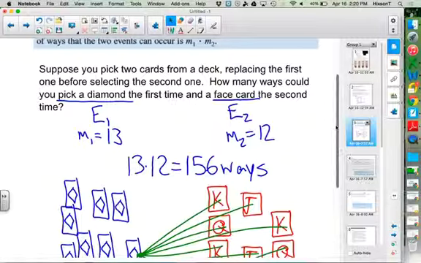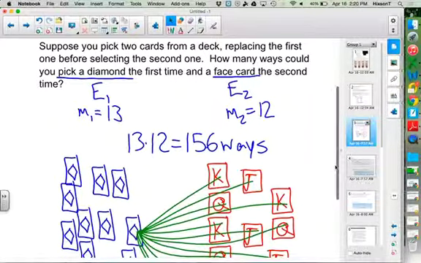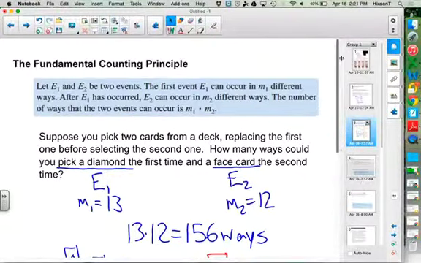Now, we can look at the probability of what if we don't put the card back, and we did pick a face card, and we're looking at probabilities. When we're doing probabilities, we would consider that kind of thing, and it would impact our probability. We would use something called Bayes' theorem, where we would look at conditional probabilities. But anyways, right now we're just counting how many ways something could happen, and in this case we've got 156 ways. So that's our fundamental counting principle.